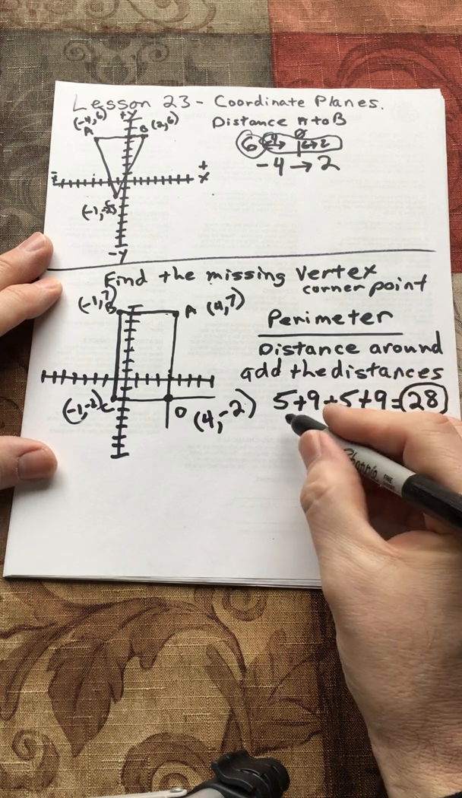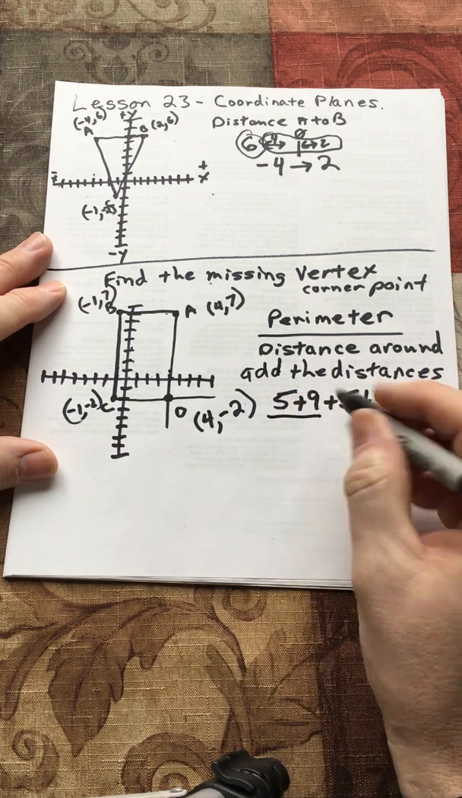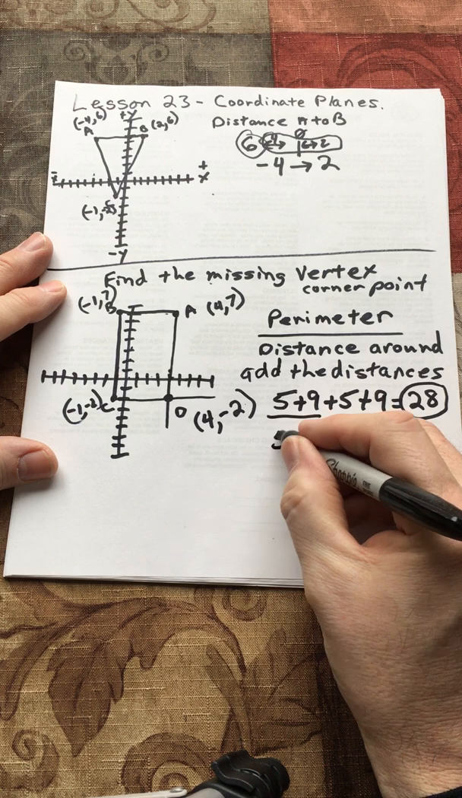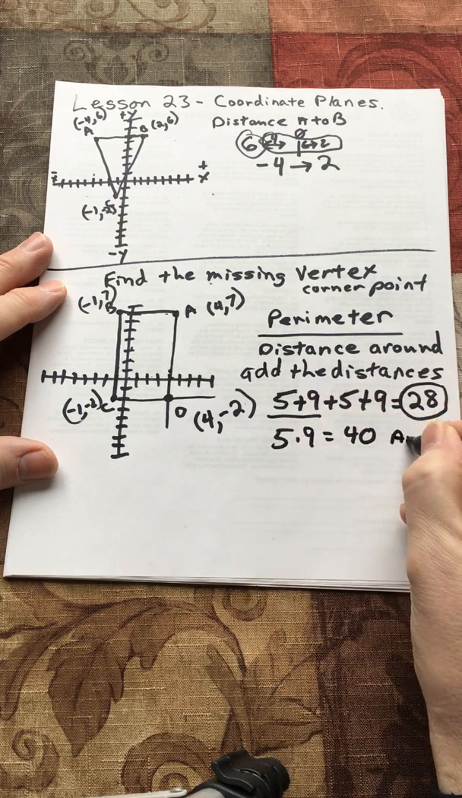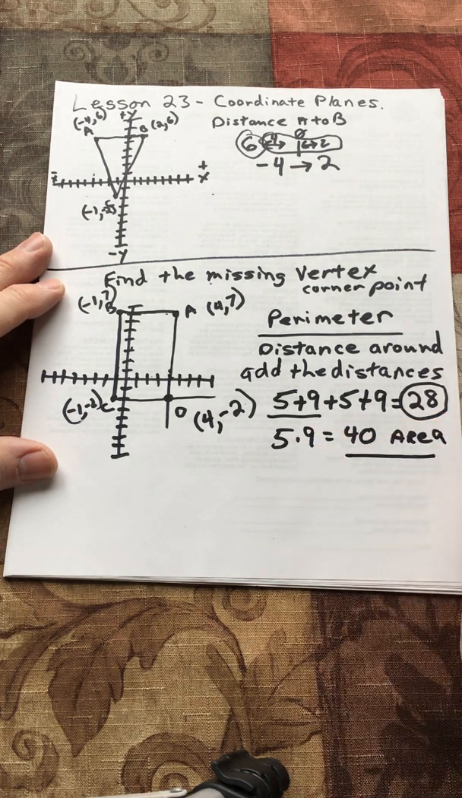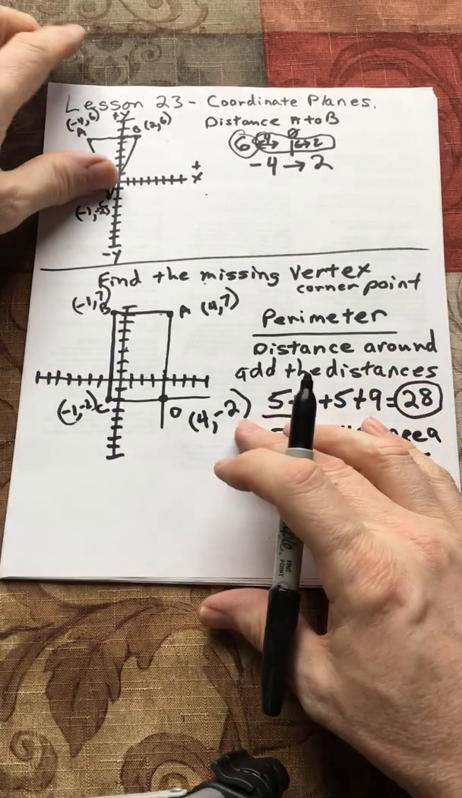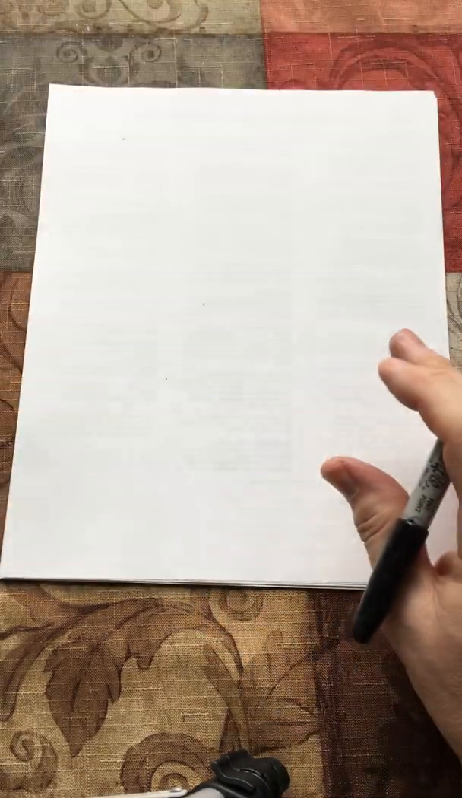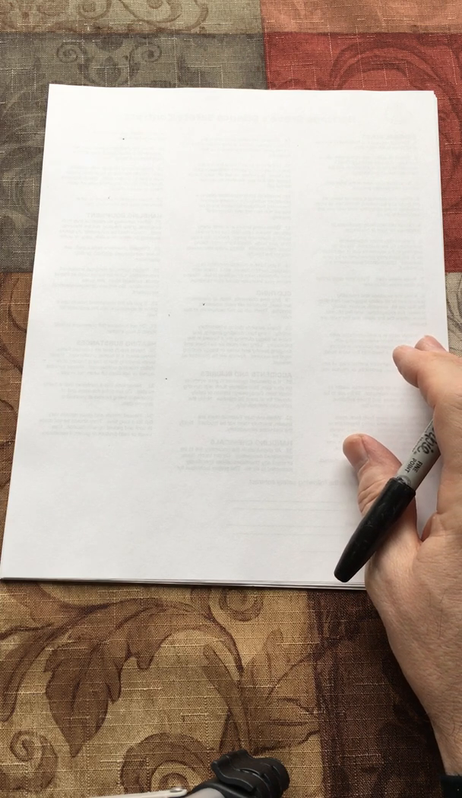Area is really easy. We already know these distances, right? So we take one pair of distances, and it's 5 times 9, and that's 45. So that's our area, in case you need to know that. All right, so there you go. All right, sorry about the bump there. Let's take a look at finding the area of shapes on a coordinate plane.